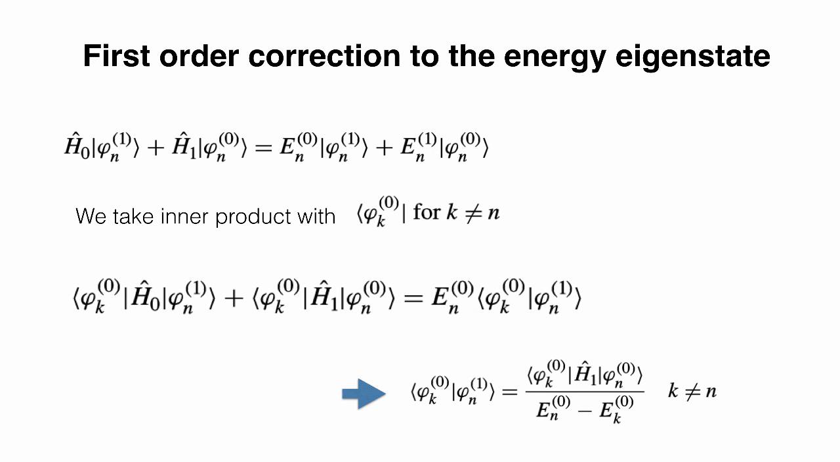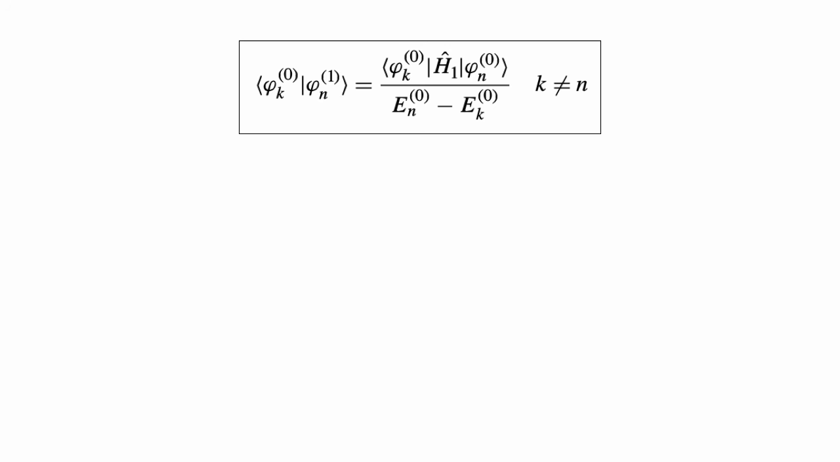Okay, so this is what we end up with, and we find that indeed we can actually find the probability amplitude of finding the state phi n1 on the basis phi k0, which is great because that means that we can express the state of the full Hamiltonian on the basis of phi k0. And this is one of the coefficients that we need to calculate. Okay, so this is the equation.